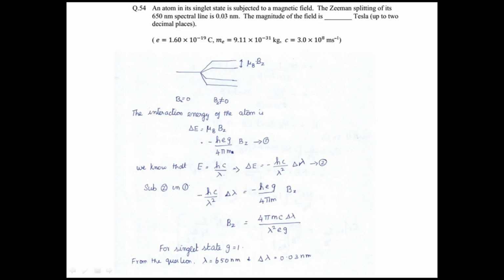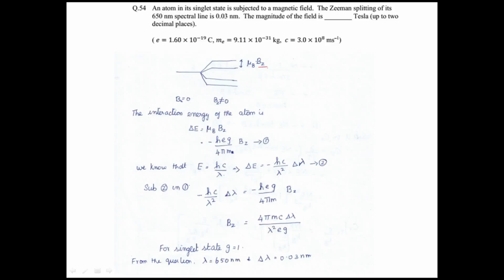Question: an atom in its singlet state is subjected to a magnetic field. The Zeeman splitting of its 650 nanometer spectral line is 0.03 nanometer. The magnetic field is dash Tesla. So in this question, they have taken an atom in a singlet state and subjected it to a magnetic field Bz, and the splitting happens in the magnetic field. They have asked us to find the value of this magnetic field.